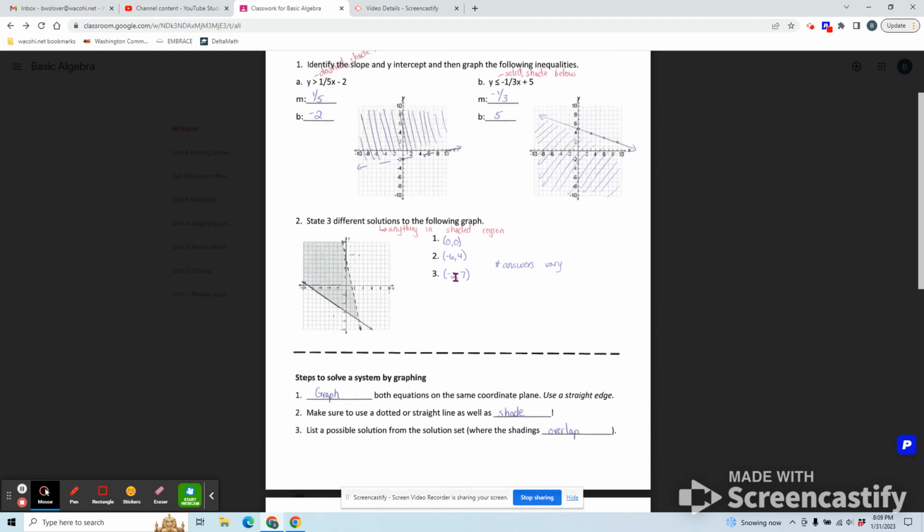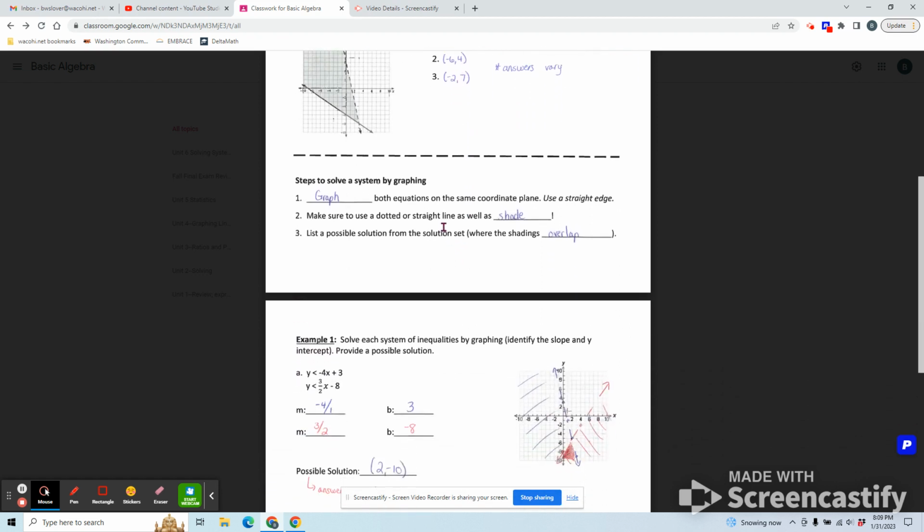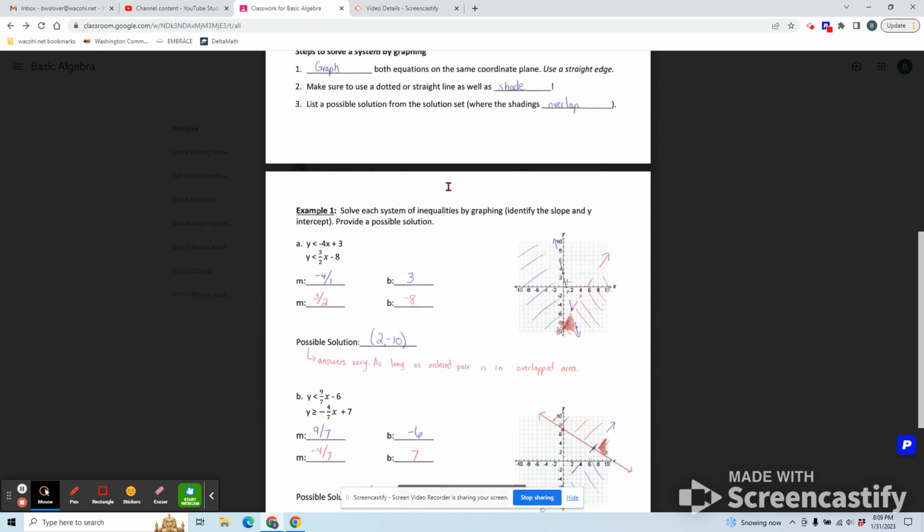So now that we have our thoughts geared towards graphing inequalities, let's get into actually graphing a system of inequalities. You have to graph both inequalities on the same coordinate plane. You're going to make sure to use a dotted or straight line as well as to shade, and you're going to list a possible solution from the set. And that is where the shadings overlap.